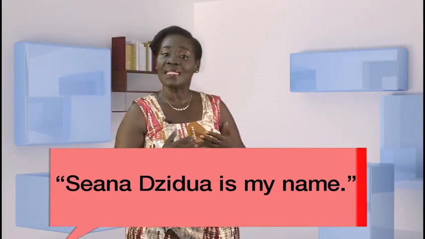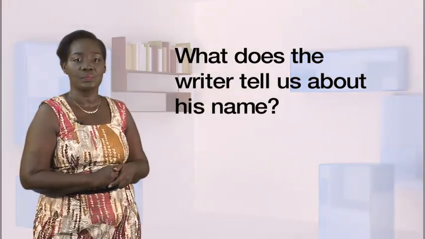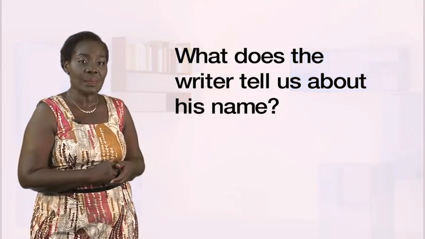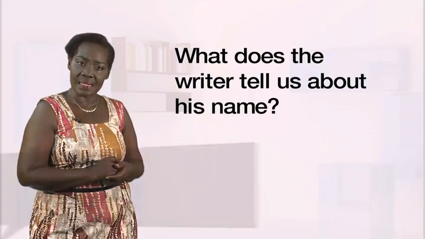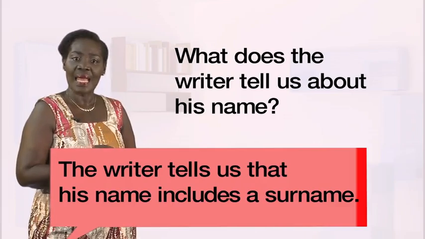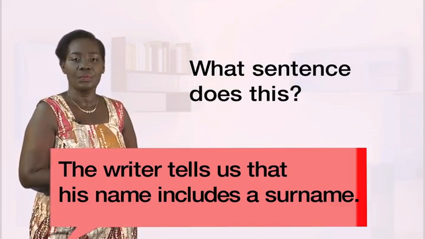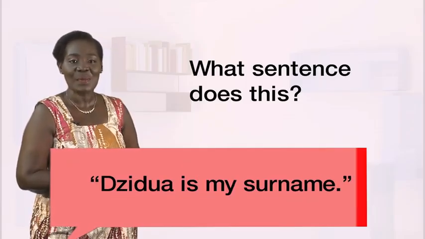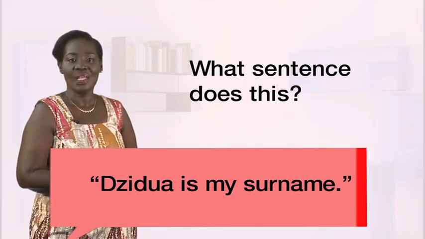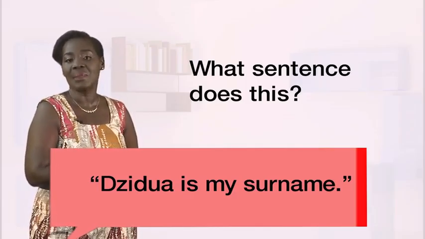We find that after telling us this, the writer does everything to explain this name to us. The explanations are part of the supporting details. What does the writer tell us about his name? The writer tells us that his name has a surname. What sentence does this? "Jidwa is my surname." This is the second sentence in the paragraph.